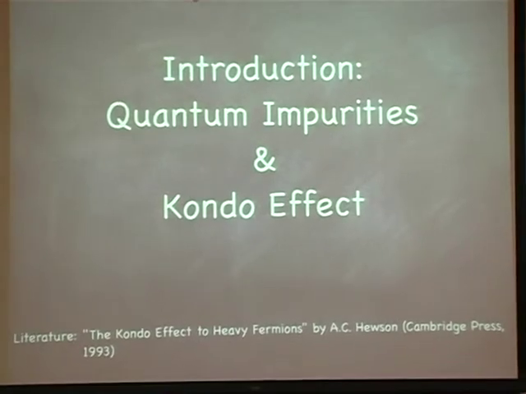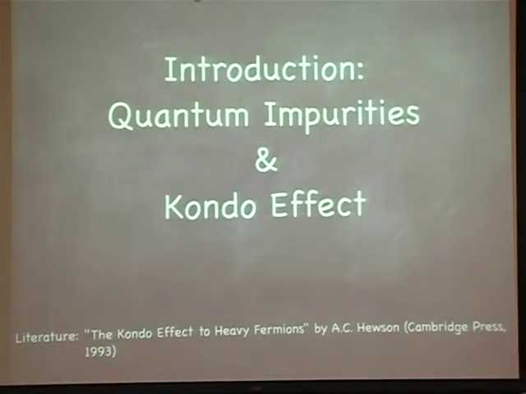So the first part will be the introduction to quantum impurities and the Kondo effect. We've heard already a little bit about, or lots about, the mapping of the Hubbard model, or quite generally correlated lattice models, onto the impurity Anderson model. And the impurity Anderson model is a certain aspect of a more general class of objects called quantum impurity models.